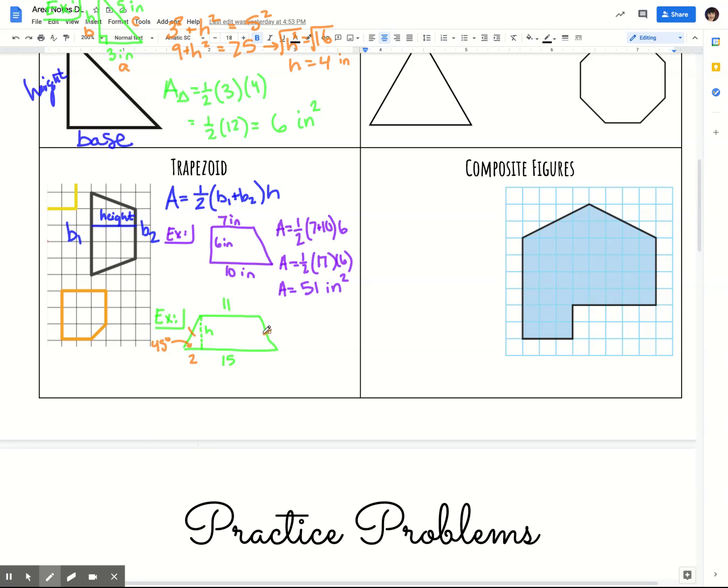Okay, all right, and then I'm going to put little markers here just so that you know that this is an isosceles trapezoid, right? Which means that the two sides, the two slanted sides are the same length, okay?